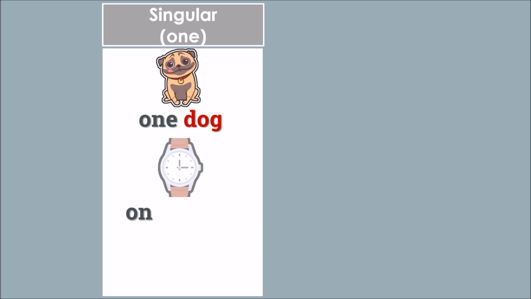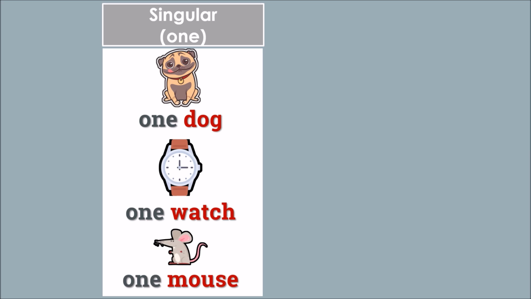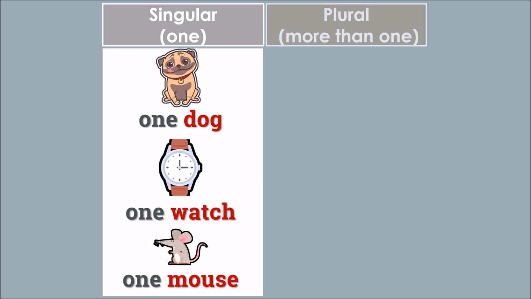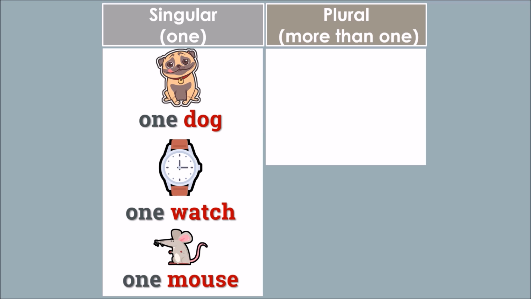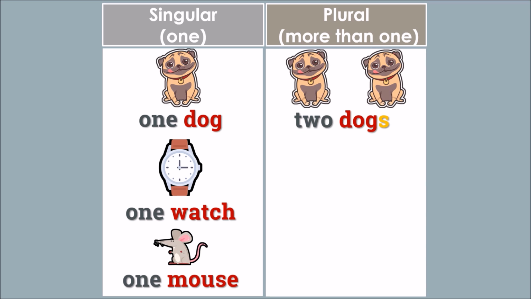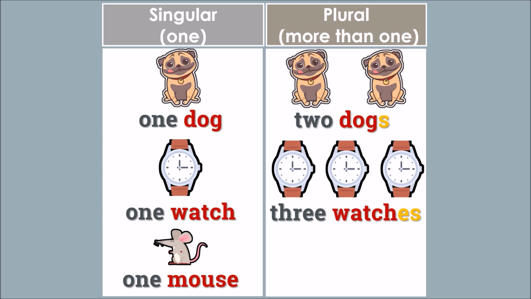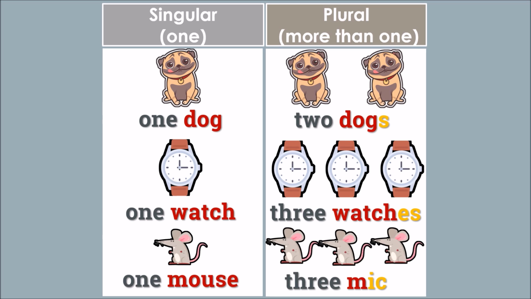1 dog, 1 watch, 1 mouse. These nouns are in the singular form. When we say singular, we mean one. But nouns have also got a plural form. 2 dogs, 3 watches, 3 mice. We use the plural form when we mean more than one. Let's learn how to form plurals.